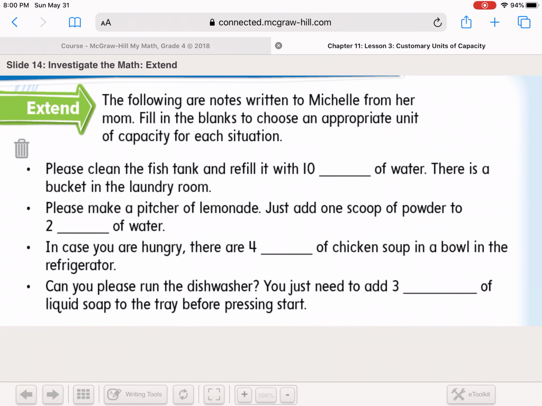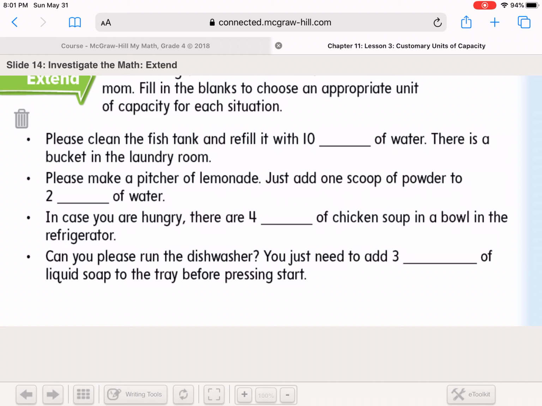The following are notes written to Michelle from her mom. Fill in the blanks to choose the appropriate amount of capacity for each situation. Please clean the fish tank and refill it with 10 blank of water. There is a bucket in the laundry room.